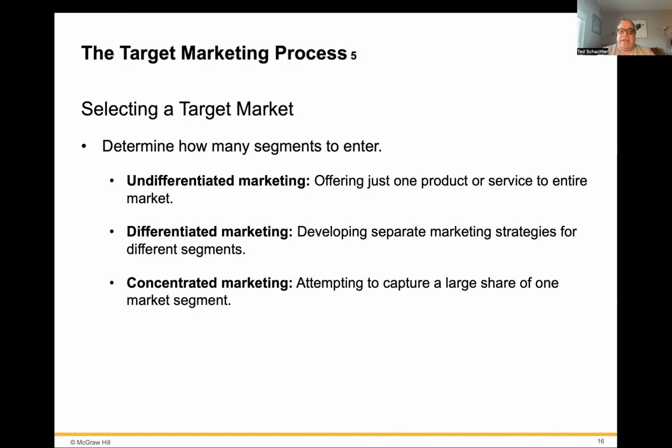In other words, it tailors their campaign to reflect ethnicity, to reflect culture, and to become part of that community. So that is differentiated. Many different brands with different marketing executions for each market segment.